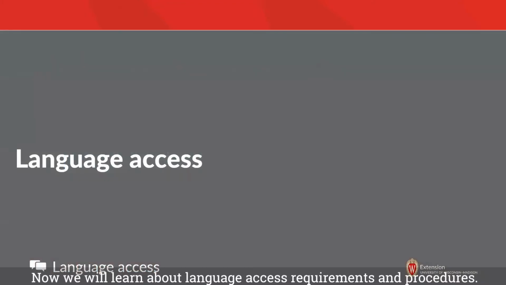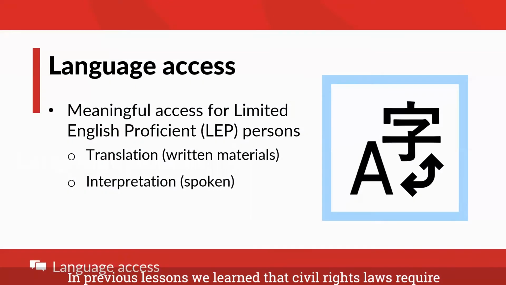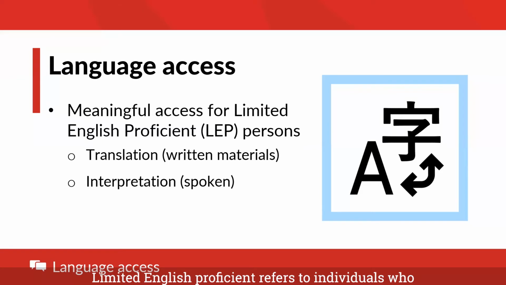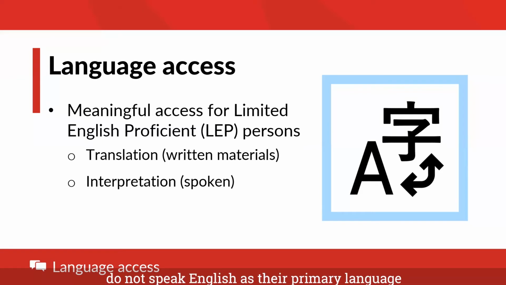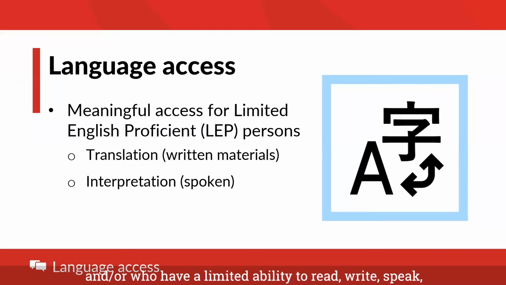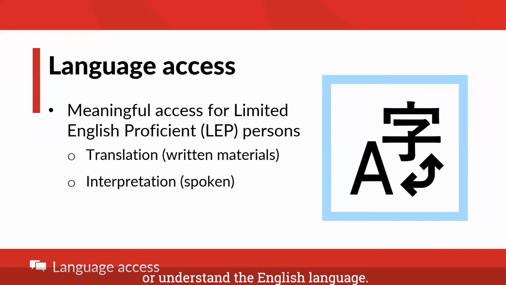Now we will learn about language access requirements and procedures. In previous lessons, we learned that civil rights laws require Extension to provide meaningful access to programs for individuals with limited English proficiency, or LEP. Let's look more closely at what this means. Limited English proficient refers to individuals who do not speak English as their primary language and/or who have a limited ability to read, write, speak, or understand the English language.